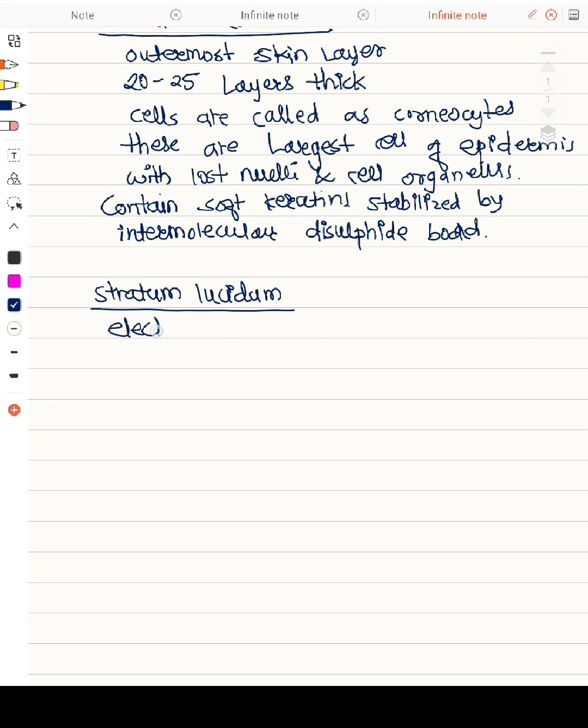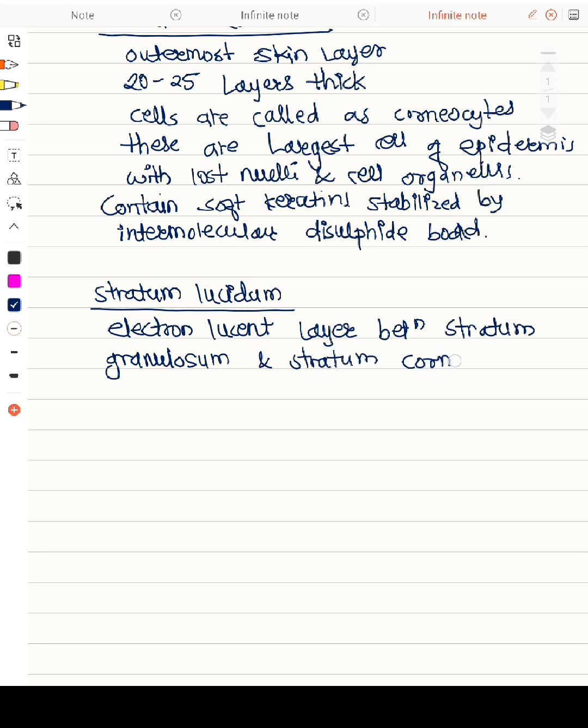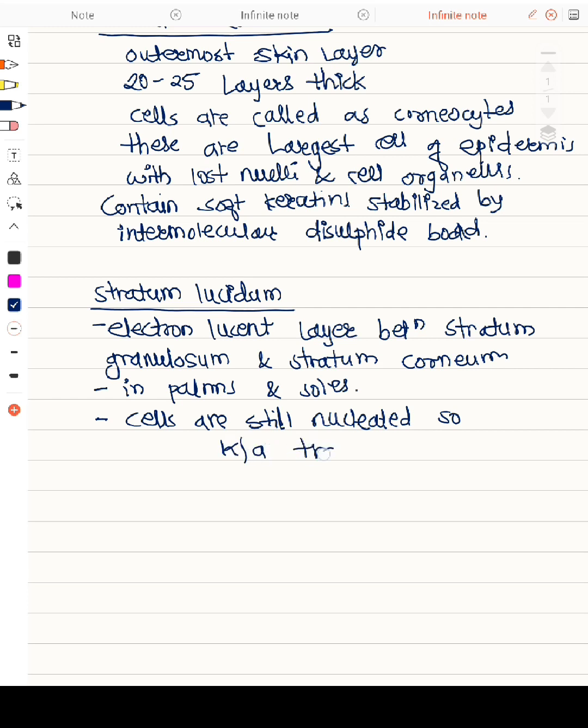Stratum lucidum is an electron lucent layer between stratum granulosum and stratum corneum in the palms and soles. The cells are nucleated, so these are known as the transitional cells, marking the transition between the nucleated stratum granulosum and the non-nucleated stratum corneum.